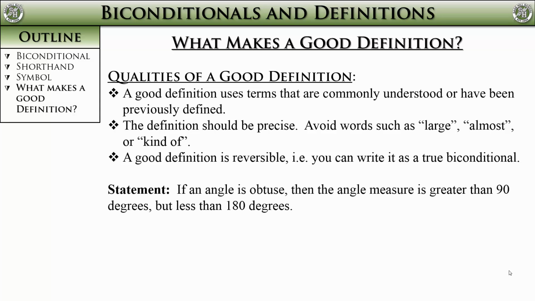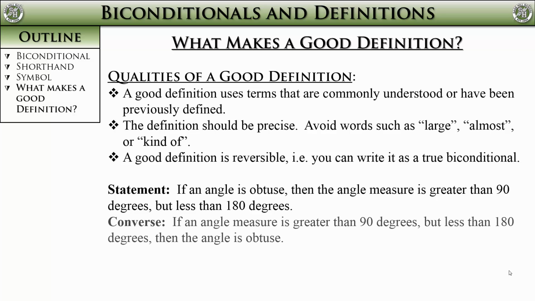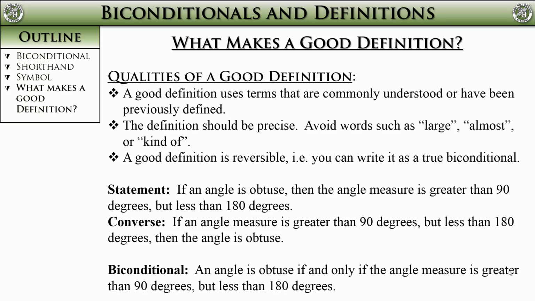So for example, I can take my definition of an obtuse angle and write it as an if-then statement. The third quality says it should be reversible. So let's look at the converse. The statement is true. The converse is also true. Since both the statement and converse are true, we are allowed to write the biconditional. And there it is. Good definitions should work in every way. You should be able to write them as a biconditional.